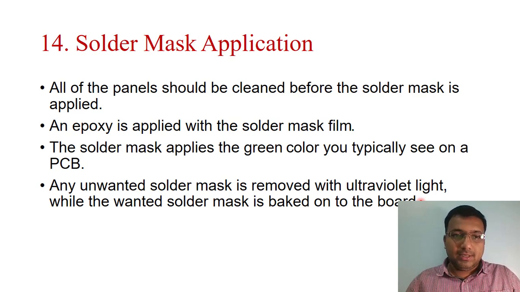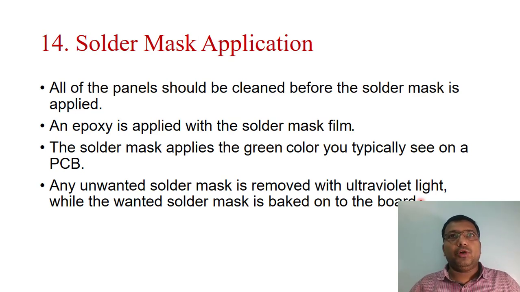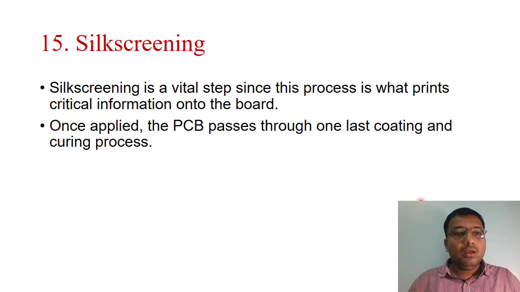Solder mask application. Again, to protect your PCB from corrosion, we need to apply a solder mask. All the panels should be cleaned before applying the solder mask. The epoxy is applied on the solder mask field. The solder mask applies the green color you typically see on the PCB; there are many colors available now in the market. The unwanted solder mask is removed with ultraviolet light again, and the solder mask is baked on the board as well. Then silk screening.